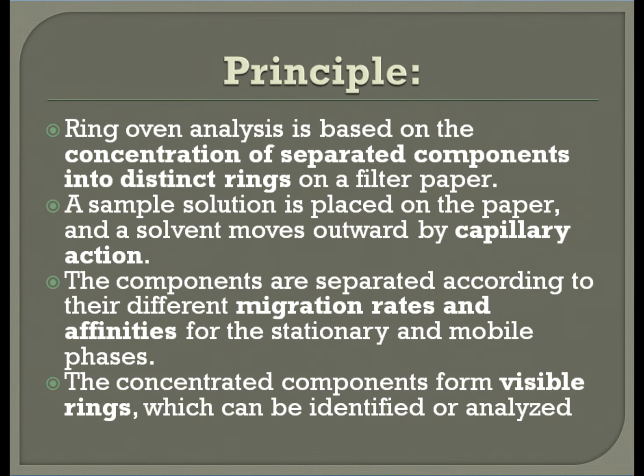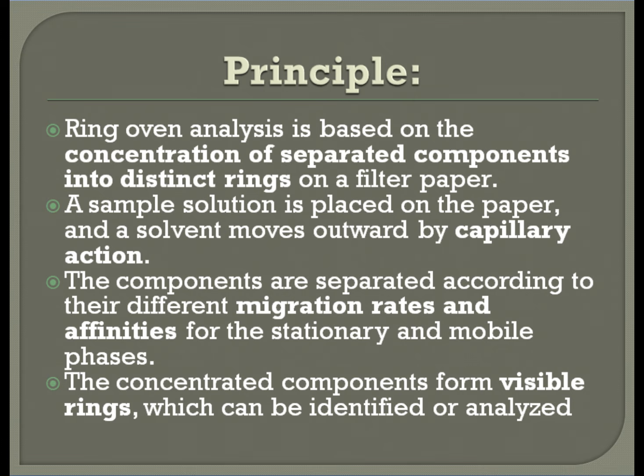So let's discuss the principle in more detail. The main idea of ring oven is to concentrate the separated components into distinct, sharp rings on a filter paper. First, a small amount of sample solution is placed at the center of circular filter paper. Then, a solvent is allowed to move outward from the center through capillary action. As the solvent moves, it carries the different components of the mixture with it. The components get separated based on two things: their different migration rates and their different affinities for the stationary phase, which is the filter paper, and the mobile phase, which is the solvent.